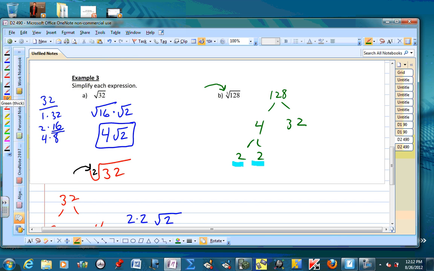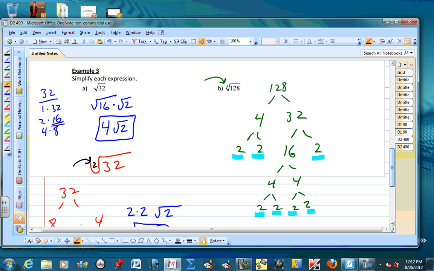And we can break down 32. 16 times 2, 2's prime, we'll stop there. Break down 16. 4 times 4. 4 times 4 is 2 times 2. Now we've got all prime factors. We can go to work. Now, the root index is 3, so it's going to take 3 common prime factors to pull anything outside of the radical. So here we go.